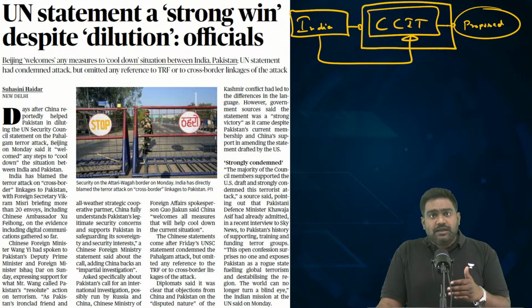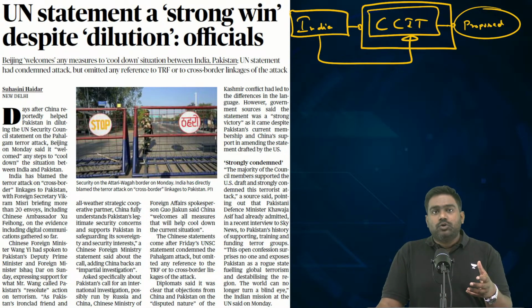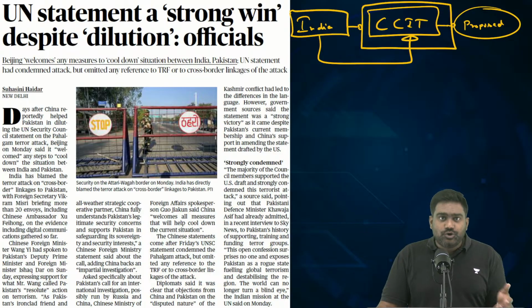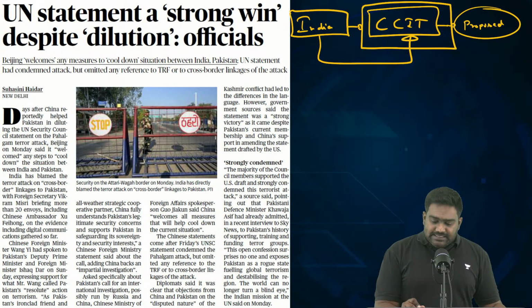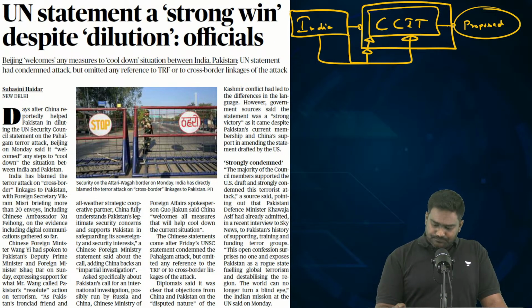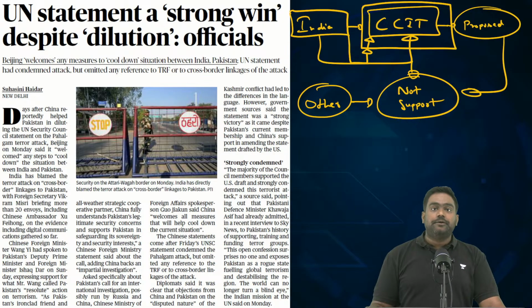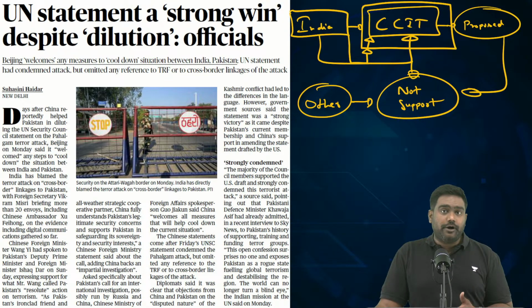This convention is mainly focused on state-sponsored terrorism. It calls upon UN members to not provide any space, to not provide safe havens and sanctuaries for terrorists, and to counter terrorist financing. It contains some very stringent provisions to tackle state-sponsored terrorism. But this proposal by India has not received enough support from other countries. It has not been adopted yet, but India keeps pushing for it.